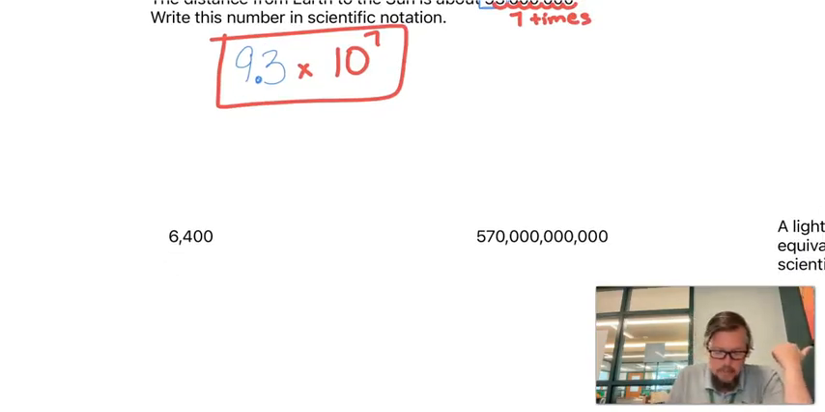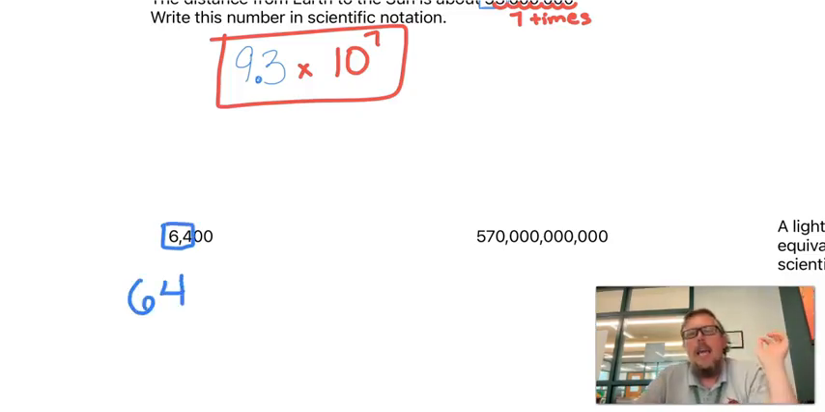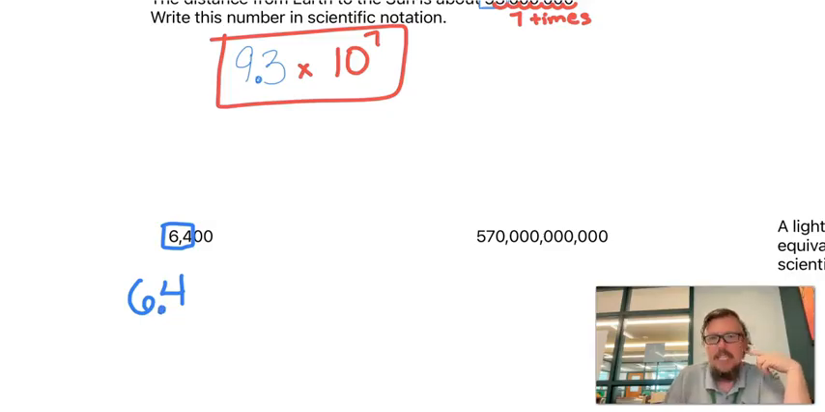So just like on the last one, we're going to look at first only the numbers in front of all the zeros. And in this case, it's a 64. So we're going to start with 64, and we're going to place the decimal somewhere so that the number we get is between 1 and 10. Obviously, we're going to put it in between the 6 and the 4 to get 6.4. That's our number, 6.4. It's between 1 and 10.